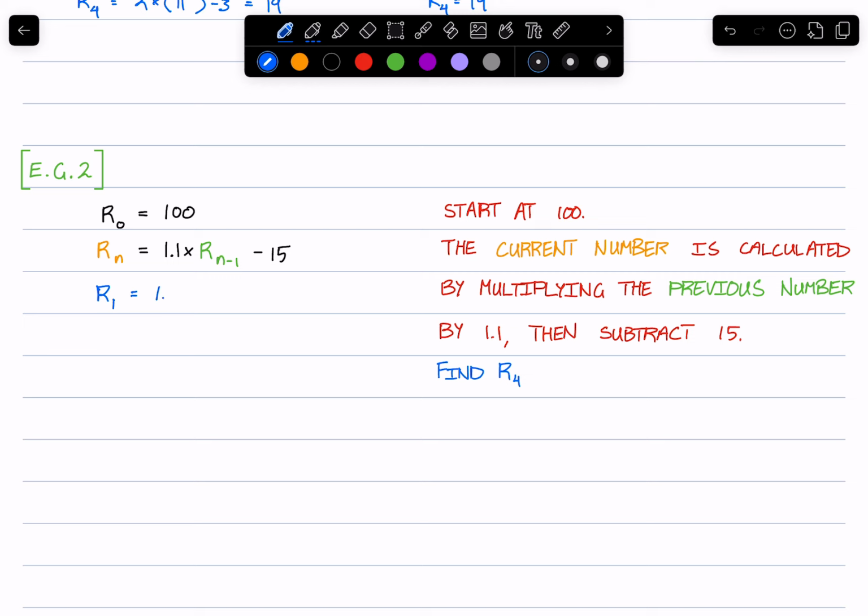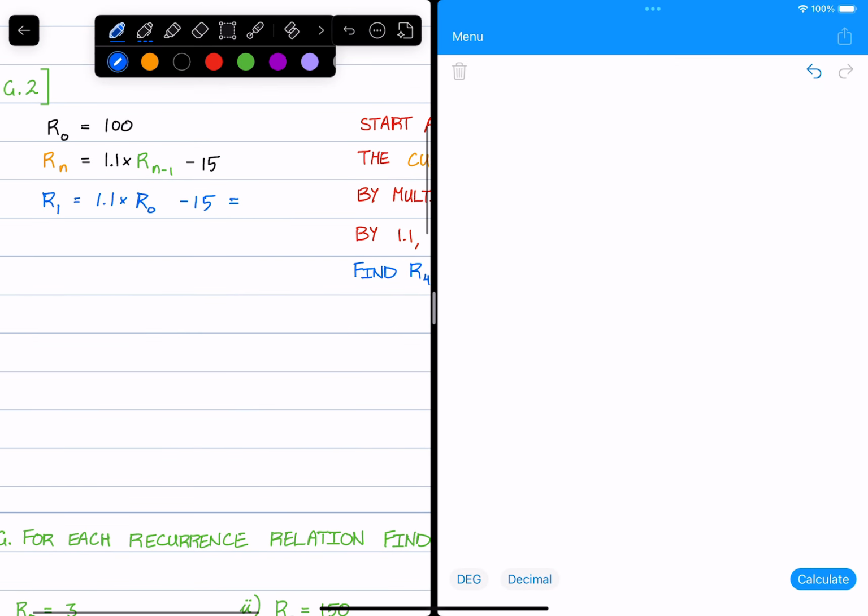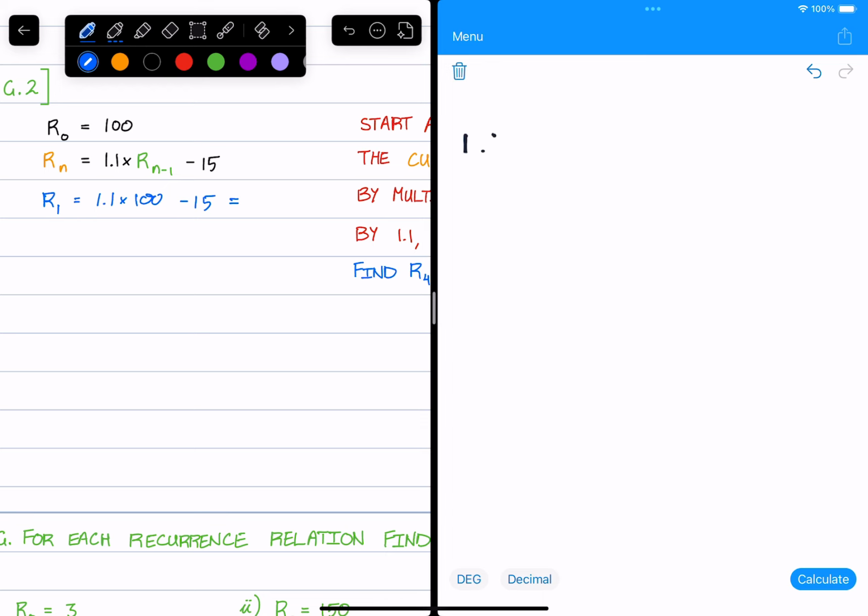R1 is found by 1.1 times, well, since this is R1, n minus 1 will give us R0, minus 15. This one's going to need a calculator. It's a little bit more tricky. Now notice how this R0 is the 100. So we can substitute that into our formula here. And now we can do the calculation. 1.1 times 100, we need to do that first, minus 15. And that gives us 95.